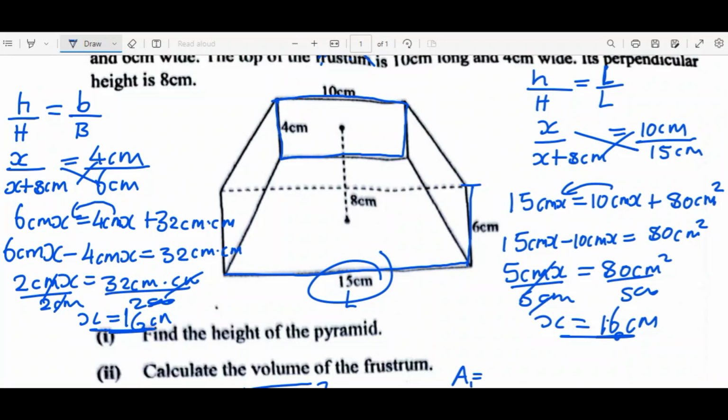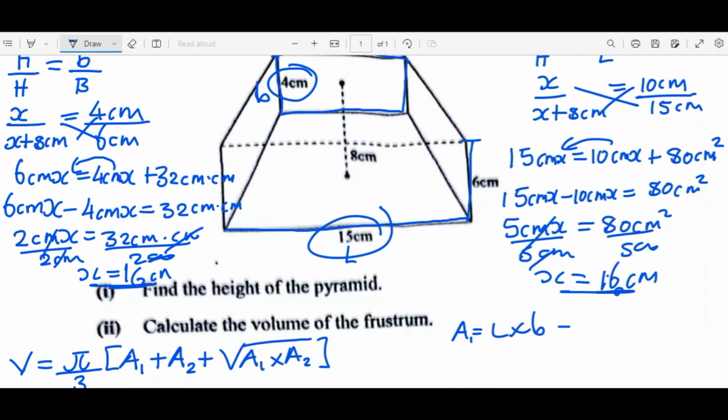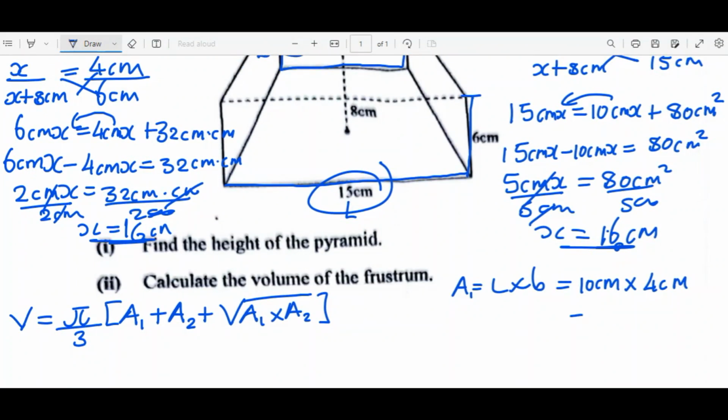Remember, this is a rectangle. A rectangle's area is found by L times B. So the L is 10 centimeters. So this is our B, this is our L. So we just have to do some substitution. So L is 10 centimeters multiplied by 4 centimeters. So 10 times 4 is 40. Centimeters multiplied by centimeters, we have centimeters squared.